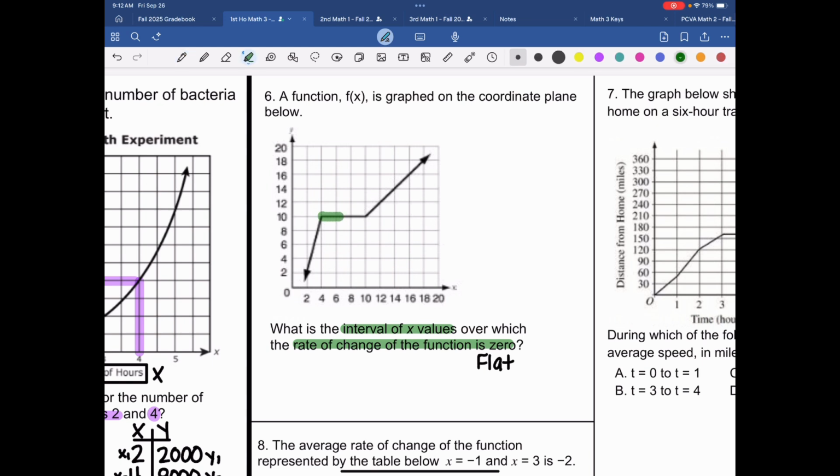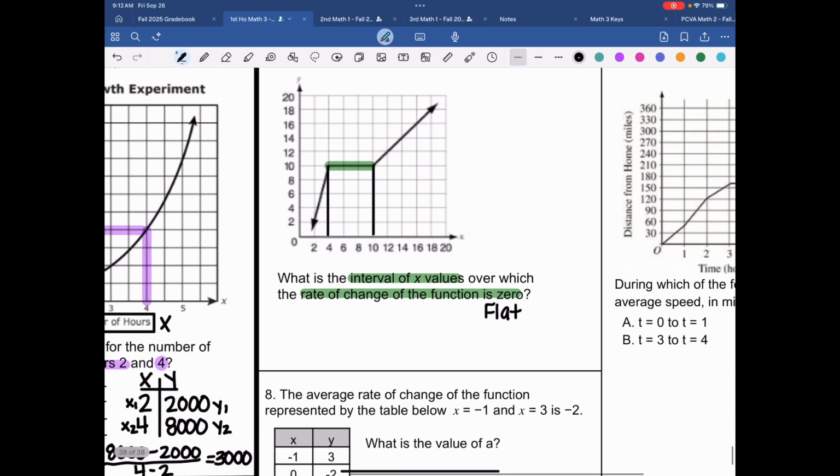So that's happening from here to here. So if we line that up, and we're looking at the domain, the intervals of x, we're saying that that's happening between the 4 and 10. And the reason we're saying that is because it started at 4, it's ending at 10, that's a starting and a stopping value, so it's a compound inequality.